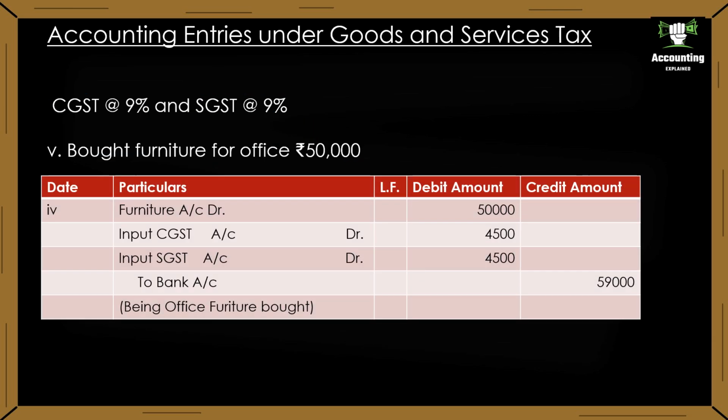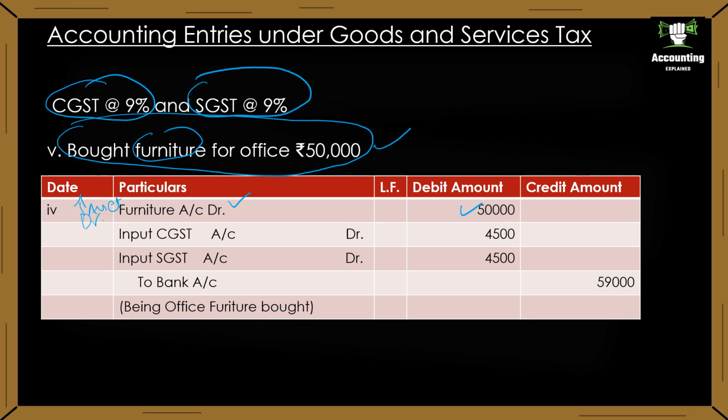Fifth transaction is bought furniture for rupees 50,000. So furniture is an asset. It means increase in asset. When the asset increases, we have to debit it. So furniture account debit 50,000. They have not mentioned from where they have bought furniture. So we assume that they have bought furniture within the state, that is intra-state. So CGST part and SGST part should be taken separately. Since it is for the purchases, we have to call it input CGST and input SGST.